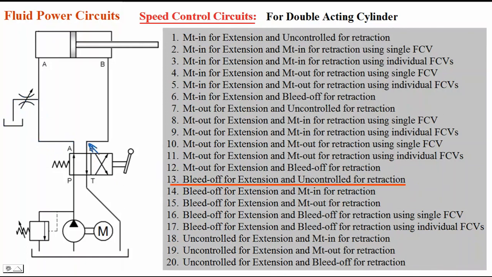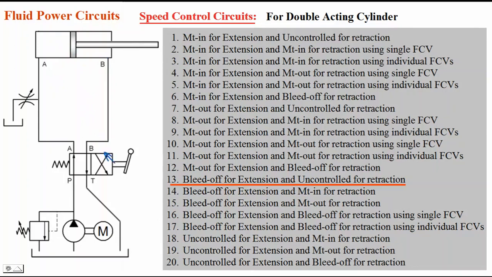The next coming circuits will have this too. I don't want to repeat again and again. During extension, oil is flowing from P to A, and a controlled amount of oil is taken back to tank. It is bled off. Only the remaining amount of oil is flowing into the cylinder. That's why it is bleed off for extension.